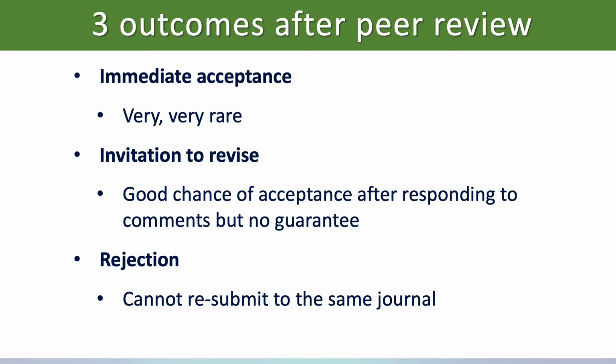The third outcome is that the paper may be rejected outright after peer review process. In this case, unfortunately, the authors cannot resubmit the manuscript to the same journal. However, they can take the feedback from the peer reviewers, improve the article, and submit to a different journal.